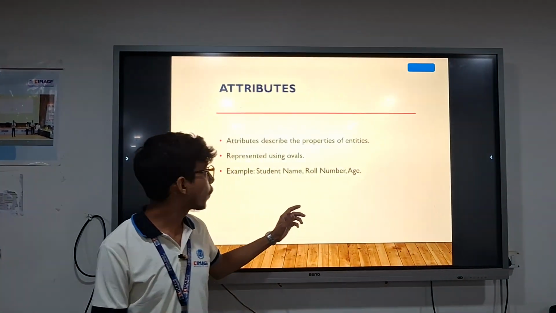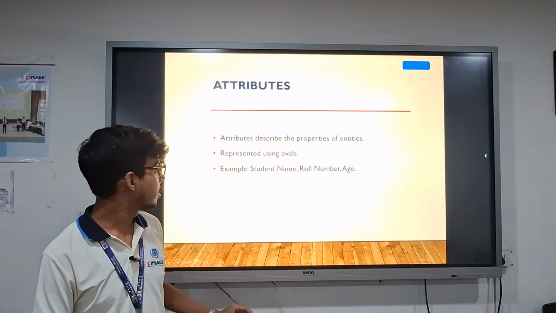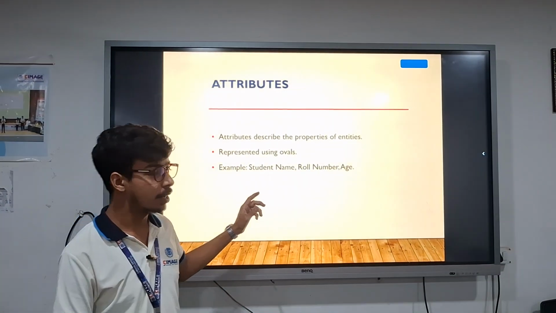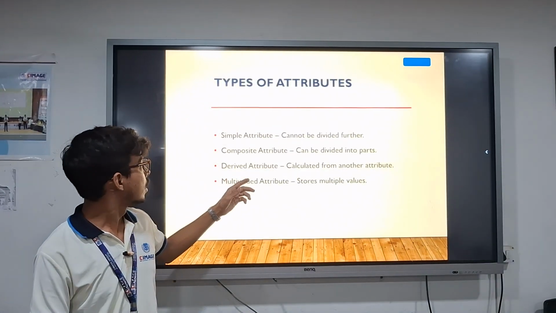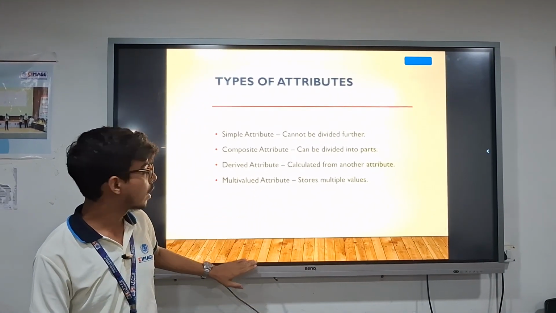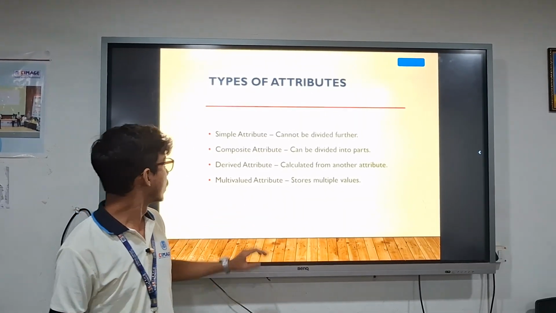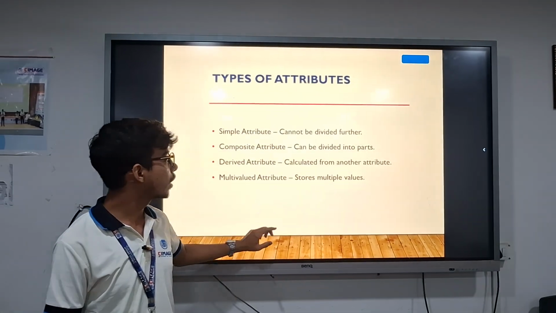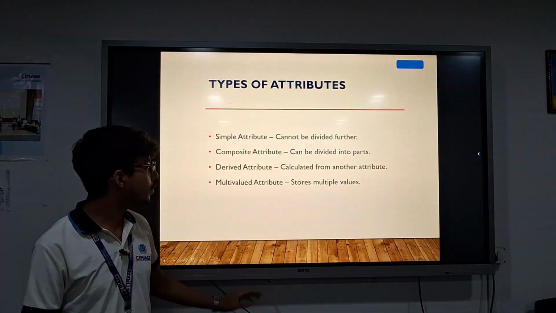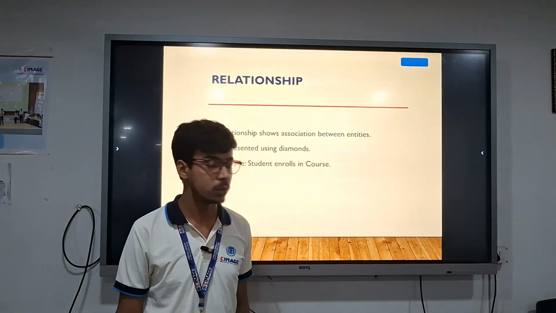Now the next component is attributes. Attributes describe the properties of entities, and they are represented using ovals. Examples are student name or roll number. There are mainly four types of attributes: simple, composite, derived, and multi-valued. Simple cannot be divided further. Composite can be divided into subparts. Derived can be calculated from other attributes, and multi-valued stores multiple values.